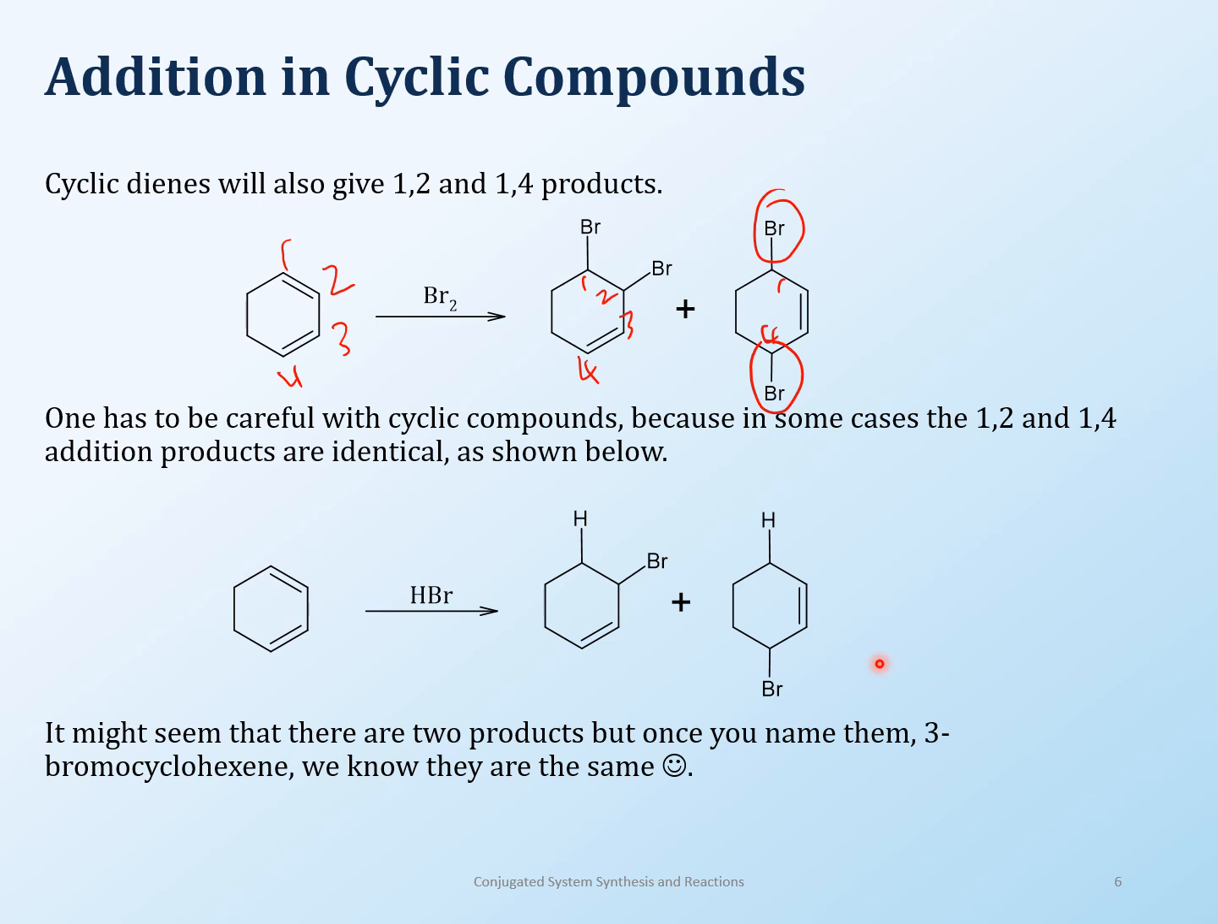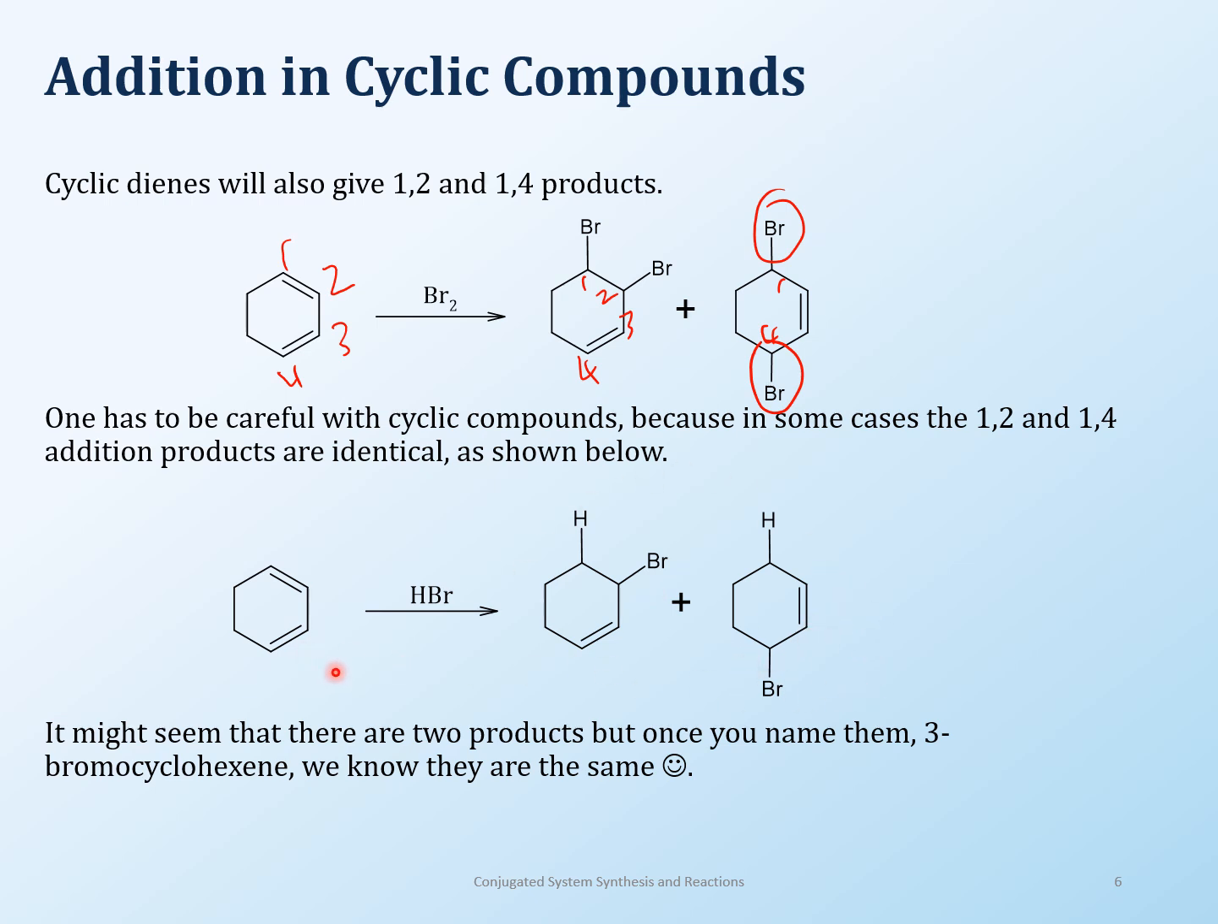So here, if you're taking the same cyclic compound and adding HBr, you might think that, oh, I'm going to get these two products because here I'm doing the 1,2 addition and here I'm doing the 1,4 addition. But it turns out that in this case, you're actually doing the same reaction. Both of the products are exactly the same because once you start numbering them, and naming them, I should say, you will still get the same thing, which is 3-bromocyclohexene. Remember 1, 2, 3, and then 1, 2, 3. So the final product is the same.